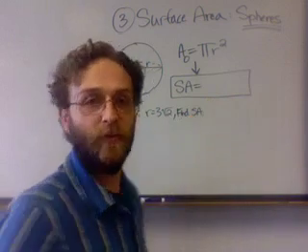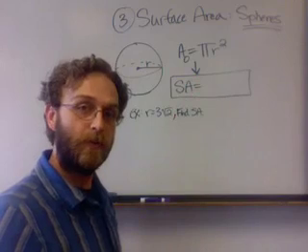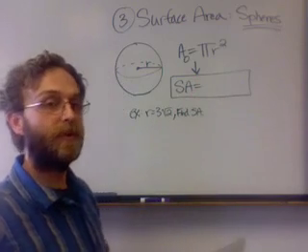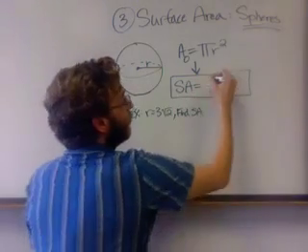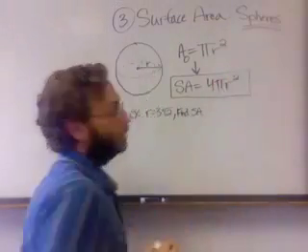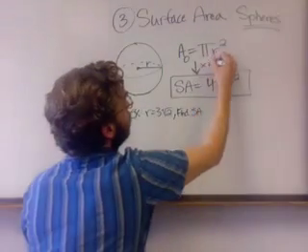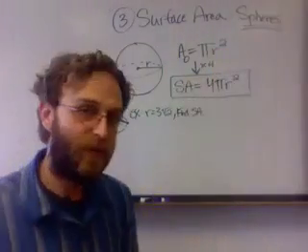Alright, so the area of a circle is pi r squared. So if there are 4 of those, the surface area of a sphere must be 4 pi r squared, because it's our area of a circle times 4. That's all there is to it.